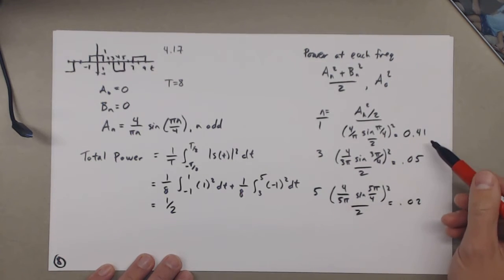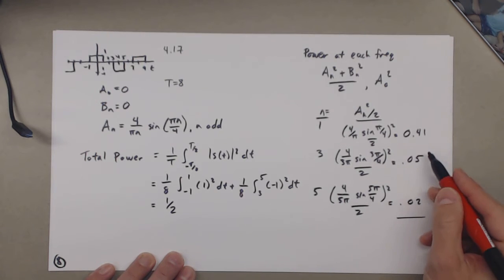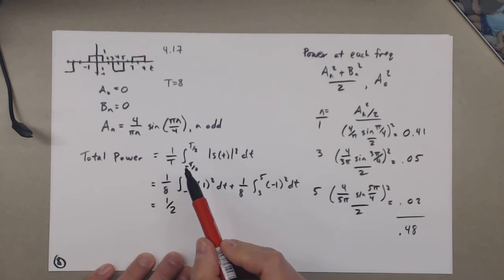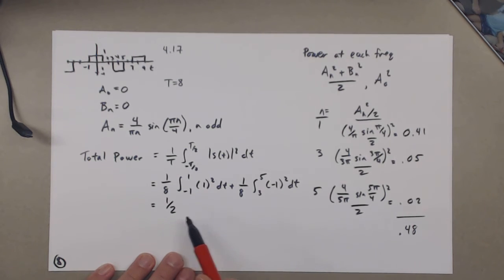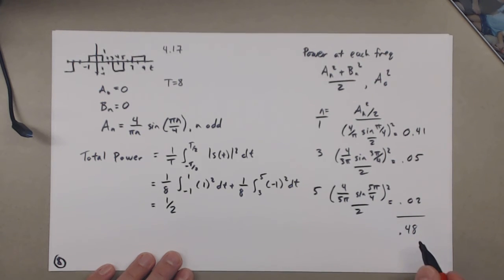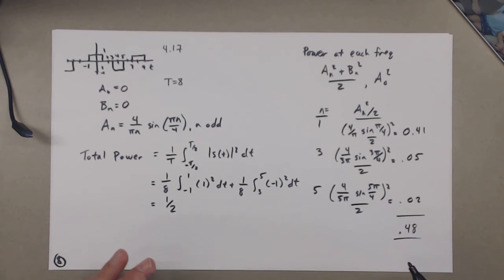So we see in the fundamental and the first two harmonics, summing this up, we have 0.48. So we have actually most of the power, right? The total power is a half, and in the fundamental and the first two harmonics we have 0.48, about 96% of that. And that's generally true in these, that most of the power is in the first few frequencies.